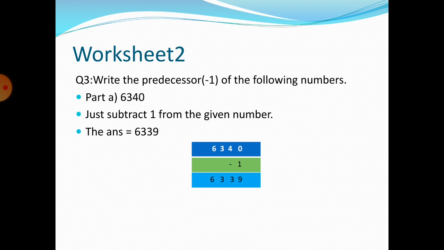Question number 3. Write the predecessor of the following numbers. You have learned about what comes after, what comes before and what comes between. So predecessor means you have to find the number that comes before. I have done the first part. Part A is 6340. You have to find the predecessor, meaning the before number. What you have to do is simply subtract 1 from the given number. You will come to know the answer.